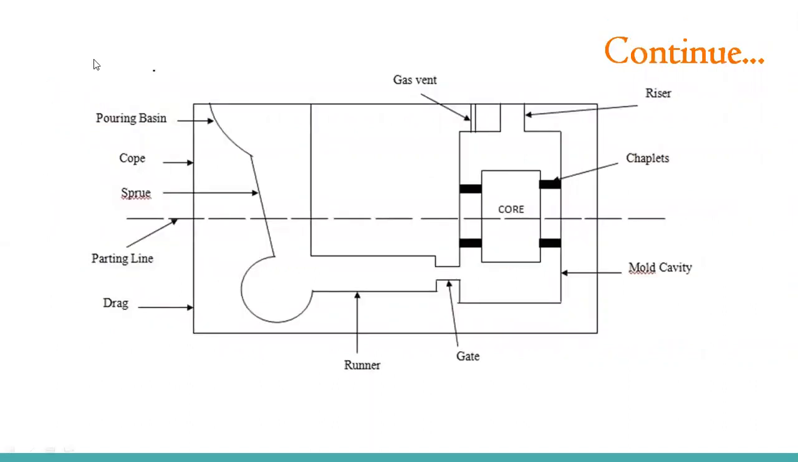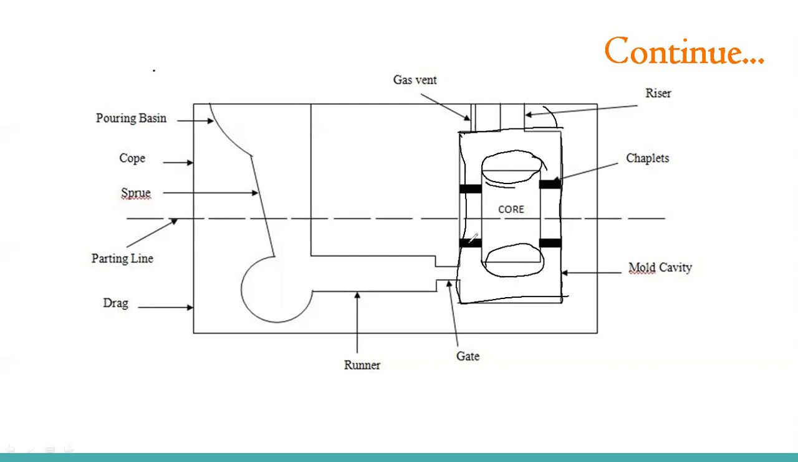Next is another, similar figure, but here we are making a hollow casting. If we want to make a hollow casting, this is the casting, this is the mold cavity. We can just assume that it's a circular cross section, like a cylinder we are making, but in between, this small cylinder portion is hollow. So what we have to do is insert a core.